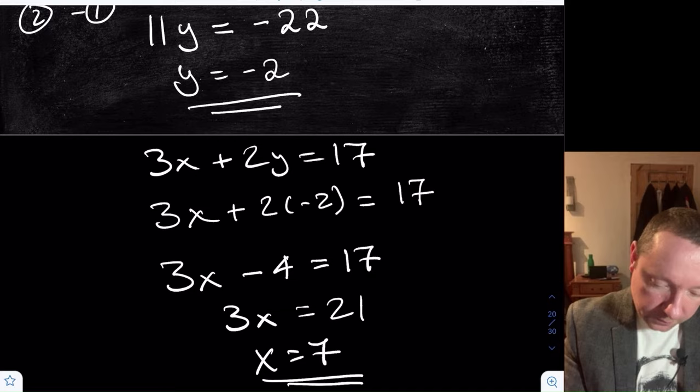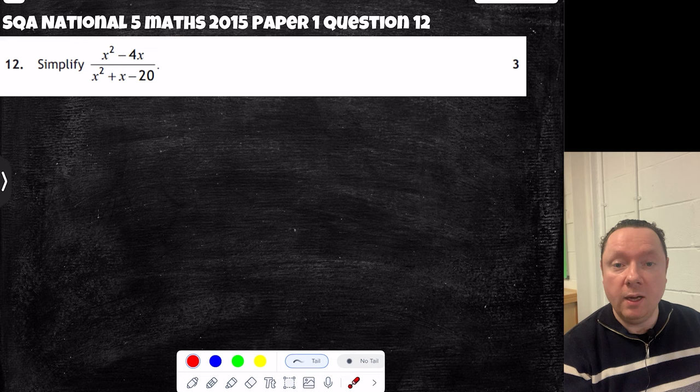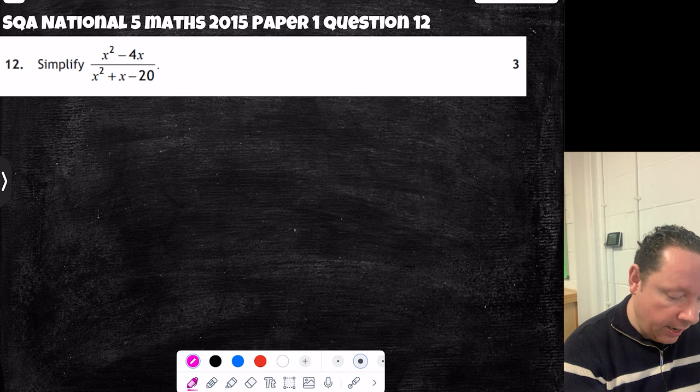It's been answered by maths, 15 people, 1 question 12 on algebraic fractions. Just to simplify this algebraic fraction. So we've got a quadratic on top and bottom. Most of the time, you either factorise the top or the bottom, or both of them sometimes. We're going to factorise both. So let's look at the top first. X squared minus 4x. Well, that's common factor, so that's x bracket x minus 4.